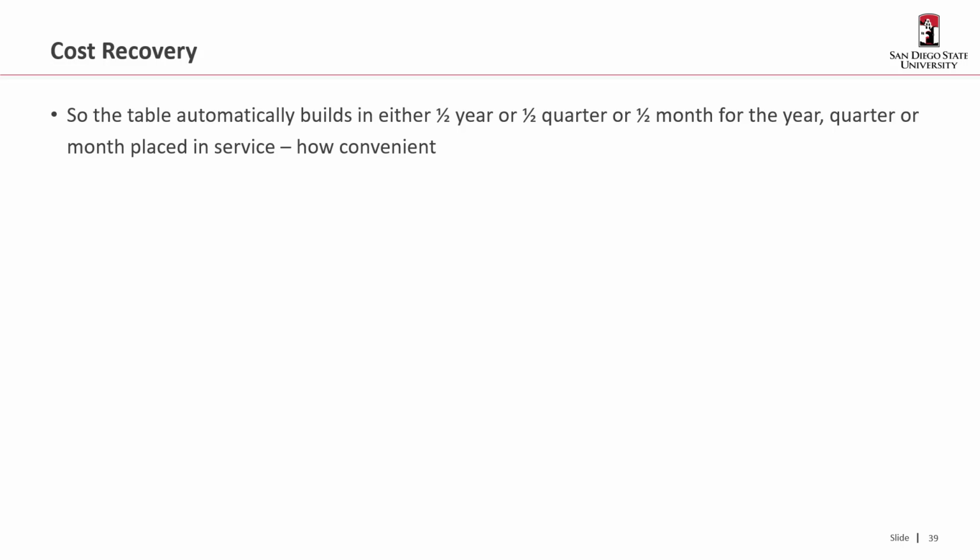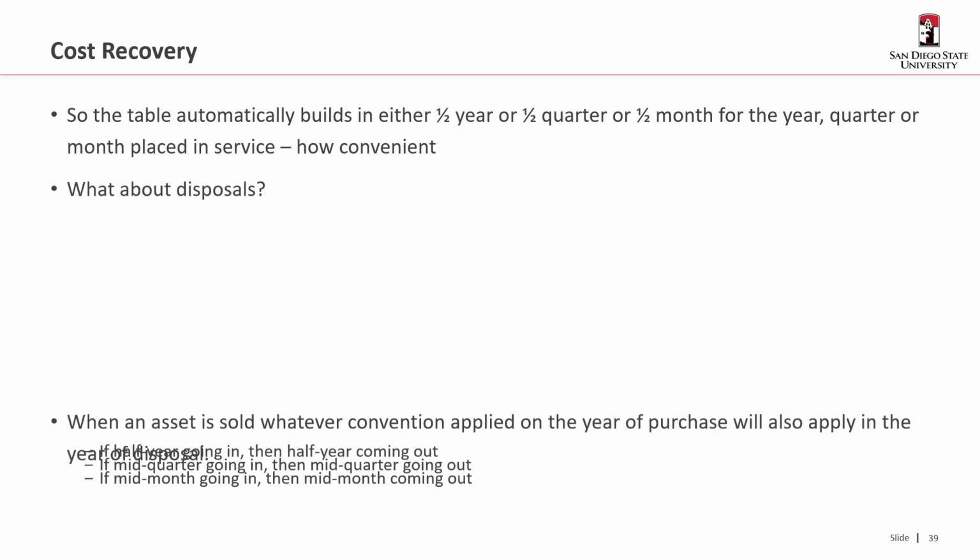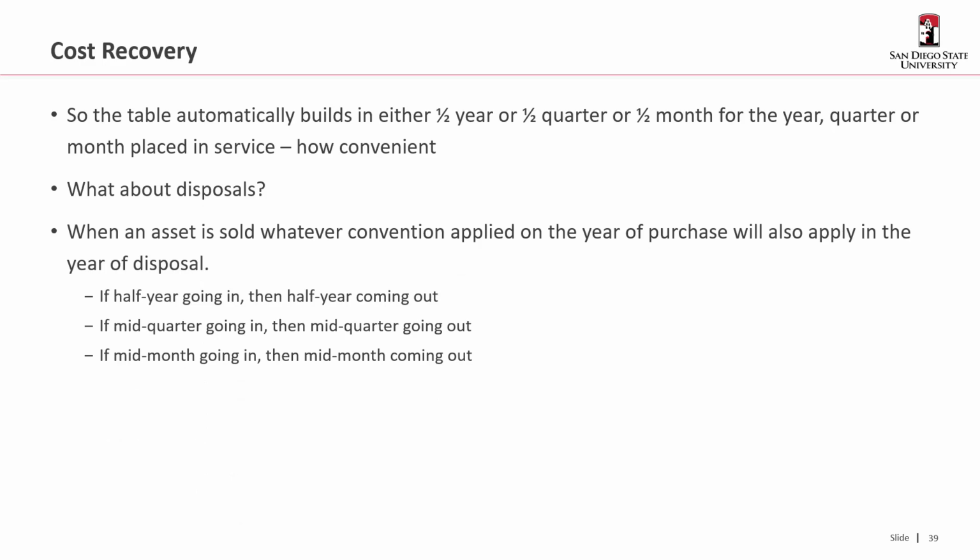So we know that the table builds in either half-year, half-quarter, or mid-quarter, or half-month, mid-month convention for the year, quarter, or month we place it in service. And that is super convenient, meaning we don't have to apply any sort of 1/2 or 1/2 of a quarter or 1/2 of a month, whatever it might be. The table just takes care of it. But as we discussed earlier, it does not do that for disposals because the table has no idea when you're going to dispose of a property. You could do it in the first year, the second year, the third year, the 8th year, the 35th year. There's no way of knowing.